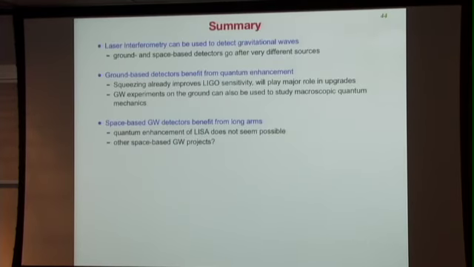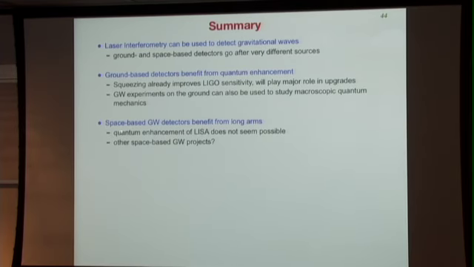So let me summarize my talk. Basically, ground-based and space-based detection for gravitational waves really go after different sources, either stellar mass objects or supermassive black holes. In ground-based detectors, squeezing improves sensitivity, and quantum mechanics may play a major role in the future. And it turns out, because our detectors are at the standard quantum limit, you may use these experiments to study microscopic quantum mechanics, which I didn't mention, but mention here.